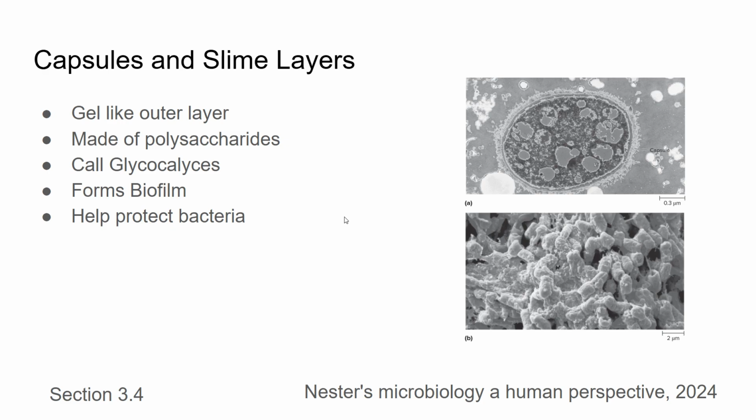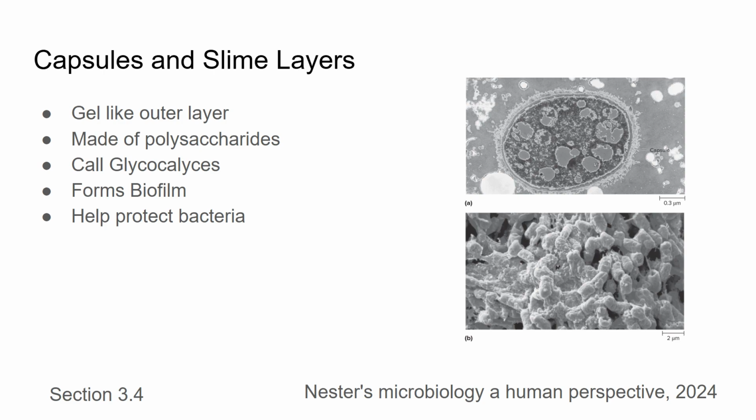Other structures on the outside of the cell are things called capsules and slime layers. These are gel-like outer layers. So they're made up of polysaccharides. Something special about polysaccharides is that they can attract a lot of water, so that's what makes it gel-like. We will often call these capsules or slime layers glycocalyces, or a glycocalyx if we're talking about one.